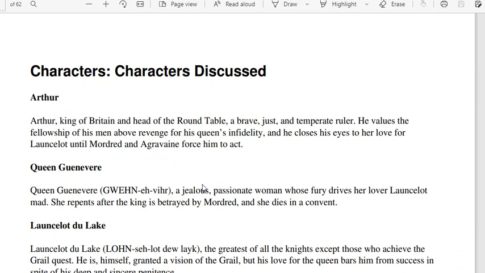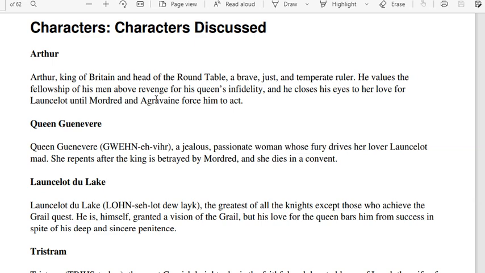Characters discussion. Arthur, King of Britain and head of the Round Table, a brave, just and temperate ruler. He values the fellowship of his men above revenge for his queen's infidelity, and he closes his eyes to her love for Lancelot until Mordred and Agravain force him to act. Queen Guinevere, a jealous, passionate woman whose fury drives her lover Lancelot mad. She repents after the king is betrayed by Mordred, and she dies in a convent.